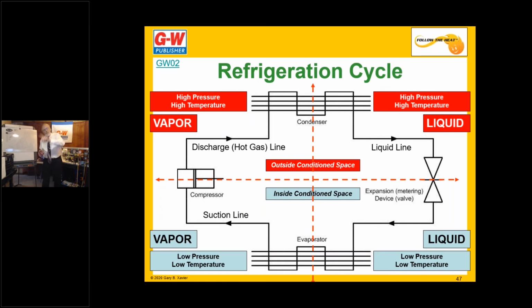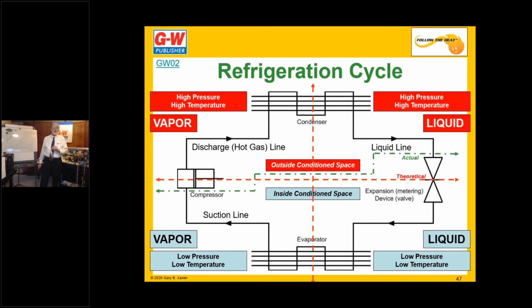Liquid to vapor, vapor to liquid, over and over and over again, 1,000,000 times a day. That's how these systems transfer heat. So knowing that, we can use that with our logical thinking through our problems. So it starts with knowing the refrigeration cycle on the AC side, on the refrigeration side.